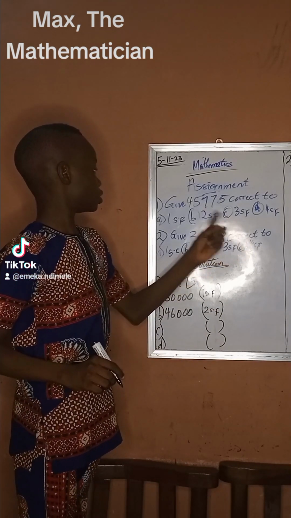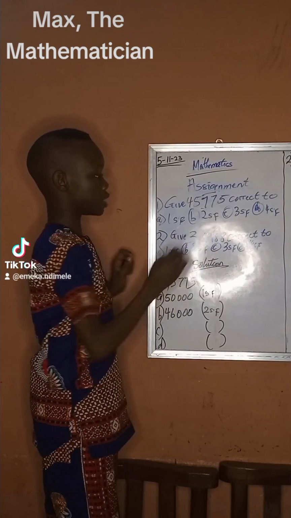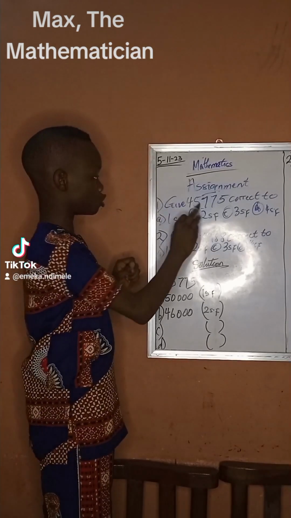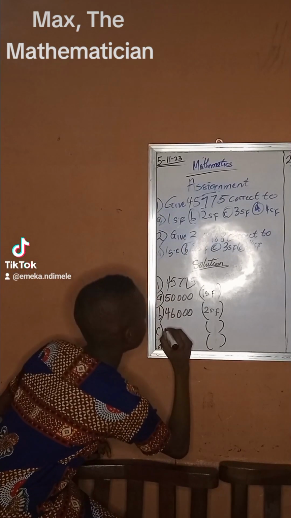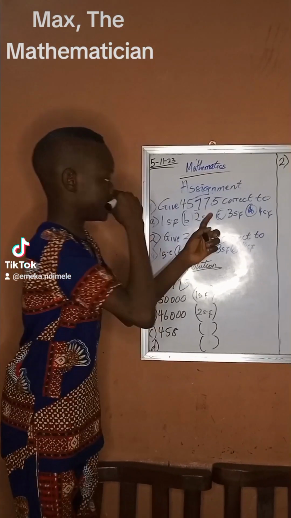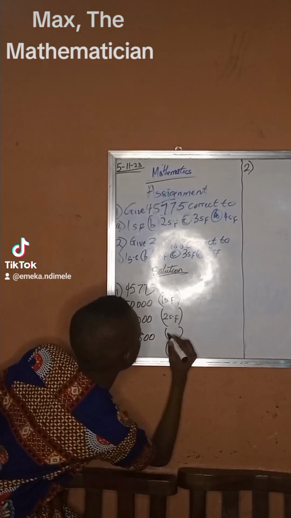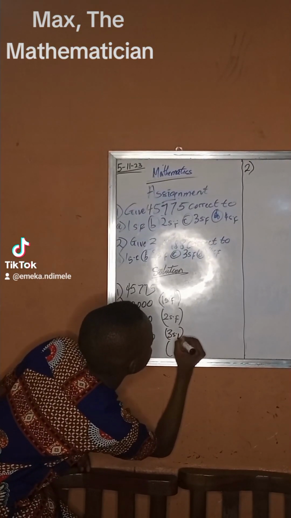Number 3, the third significant figure is this one. Then the decider is 7, which is the same thing. So you add 1 to 7, that will make it 8. That will be 45,800. These two numbers will turn to 0, 0. That is 3 significant figures.